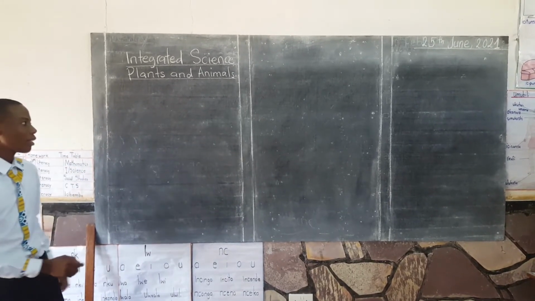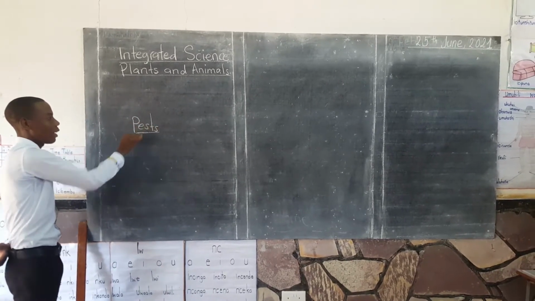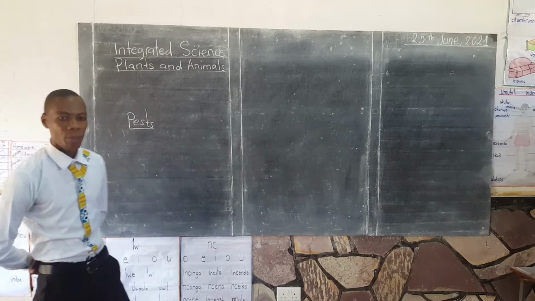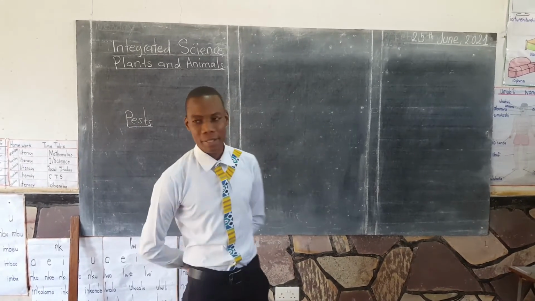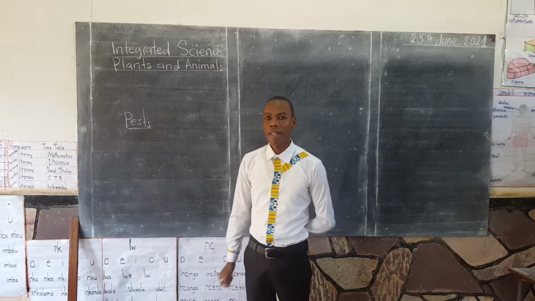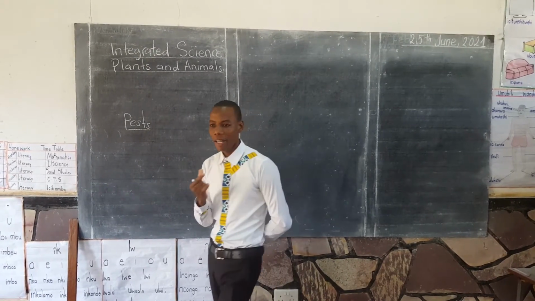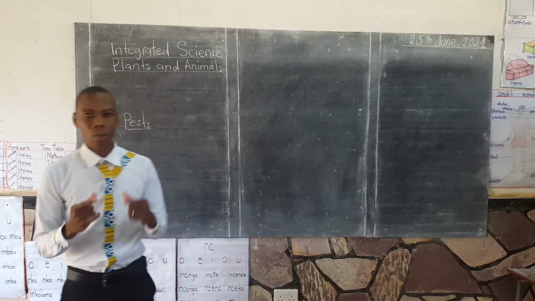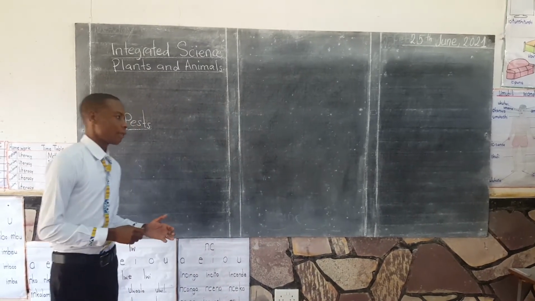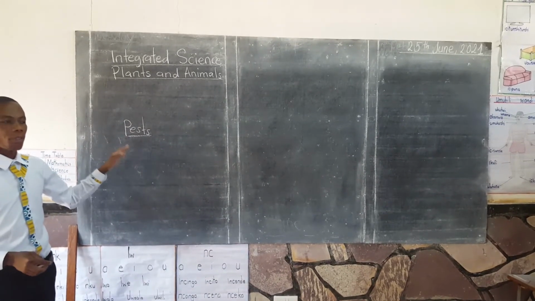Last time we did look at pests. I know you are able to remember what we said about pests. One, we said a pest is a small animal that destroys crop and its produce. So there are different types of pests. There are different examples of pests.